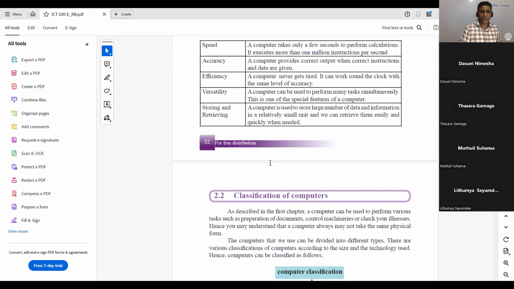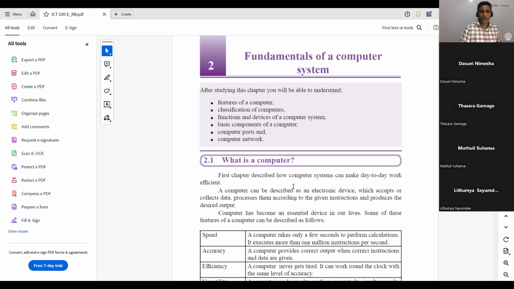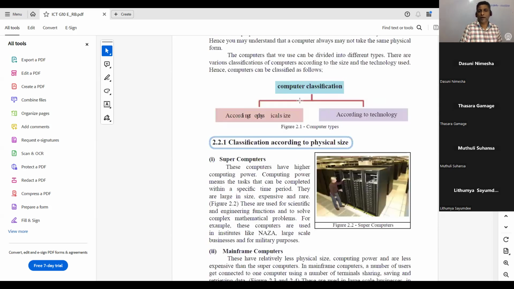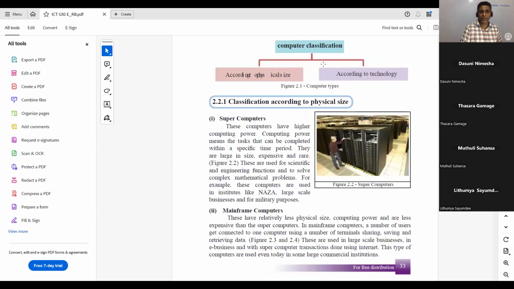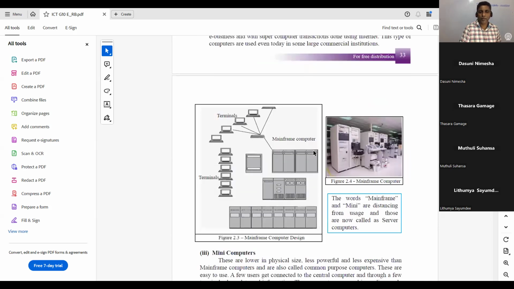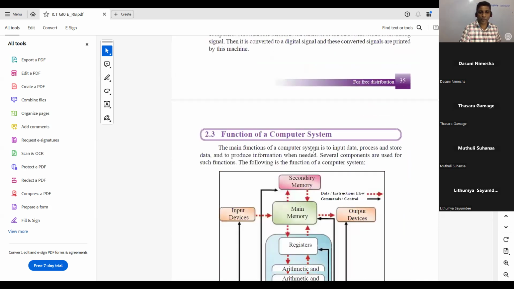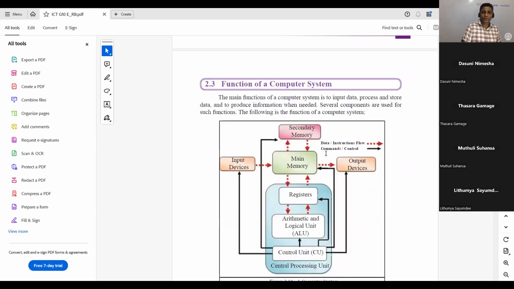And next comes the classification of computers. We can divide computers according to size or according to technology. They have introduced two main categories, and we'll see how computers are categorized according to this. Here we are talking about input, process, output. That's the architecture of a computer.